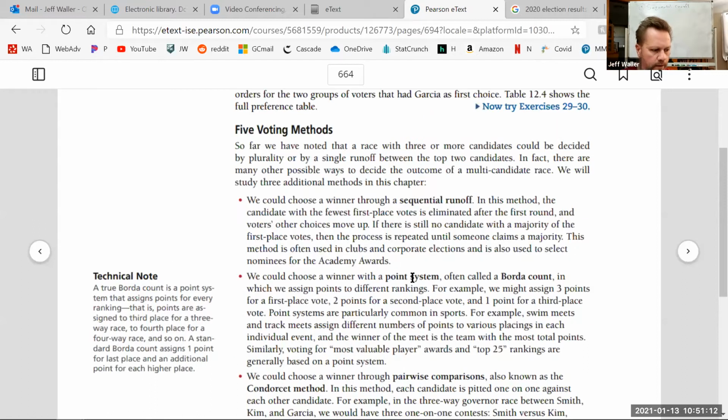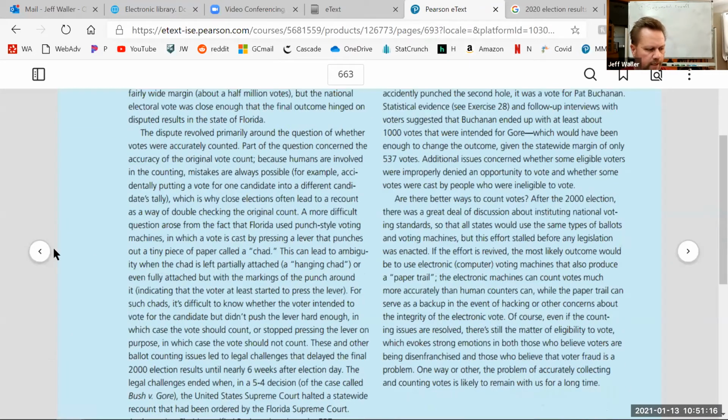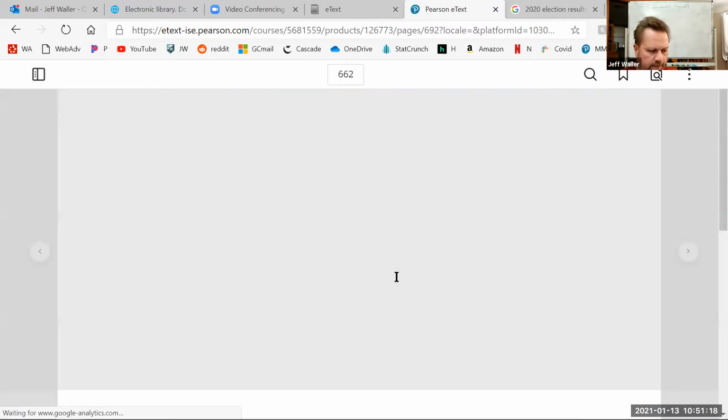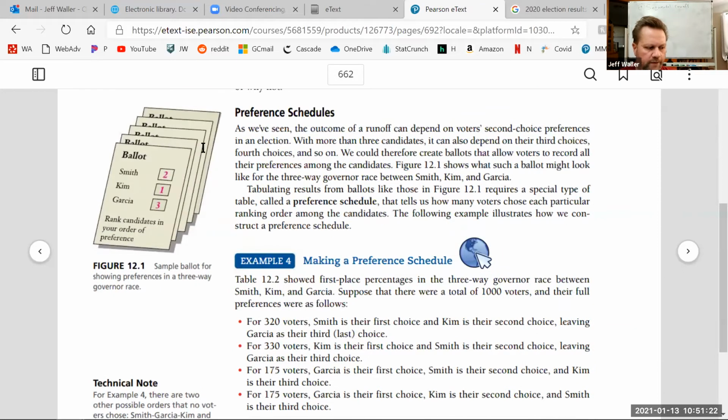So here is a preference schedule. This is kind of like the thing that builds up for these next voting methods. In a preference schedule, you don't just fill in a circle next to one person. You actually rank them. So I see Kim is good, and then Smith, and then Garcia sucks, right? It's basically what that's saying.